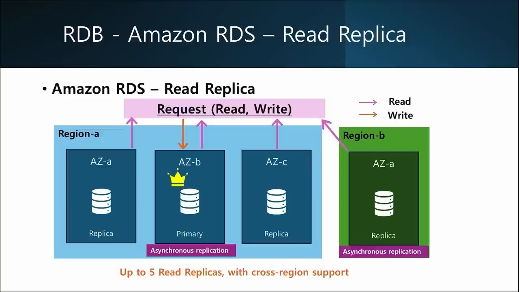RDS provides read replica to improve read performance. This method is similar to the multi-AZ method, but this read replica can be replicated up to 5 times. Distribution to other AZs is possible, and cross-region is also supported. This is also a method where read and write are possible on the primary instance, and read is only possible on other replica instances. These instances are replicated asynchronously.